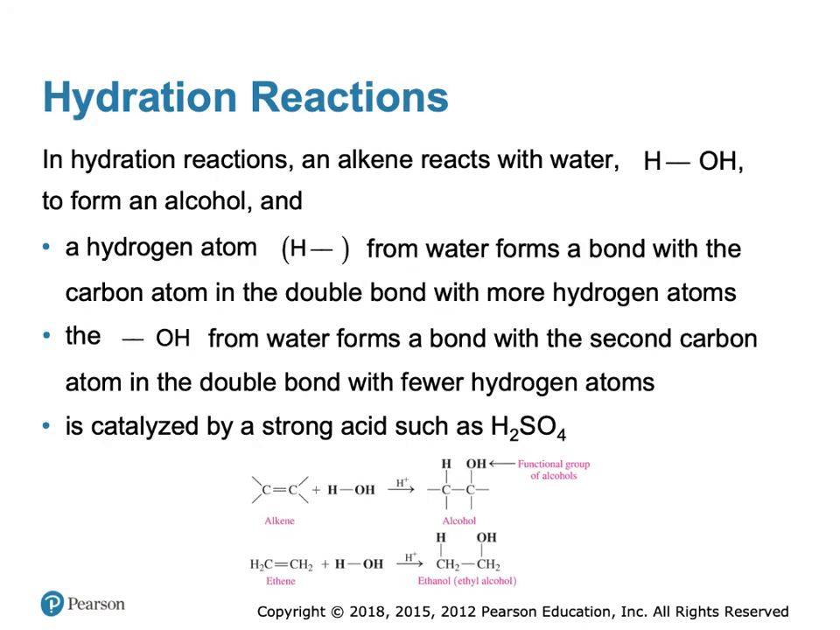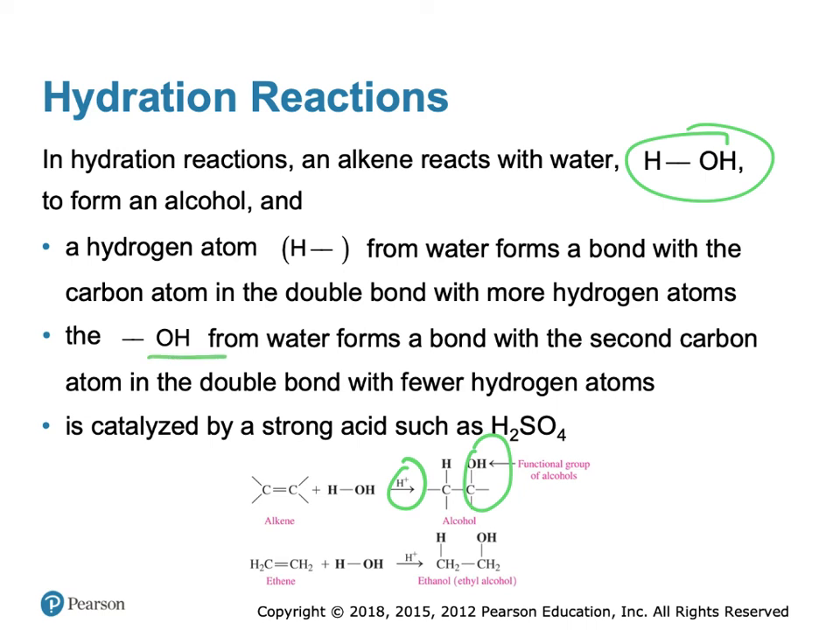In a hydration reaction, an alkene reacts with water, H2O, to form an alcohol. So, one hydrogen will add to one carbon of the double bond, and the OH group will add to the other carbon of the double bond. You need to have an acid catalyst, such as H2SO4, to get this reaction to take place. And so you can see here this functional group called an alcohol, which we will look at in further detail in subsequent chapters.